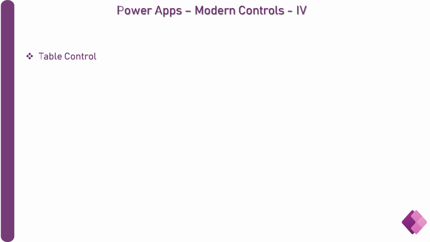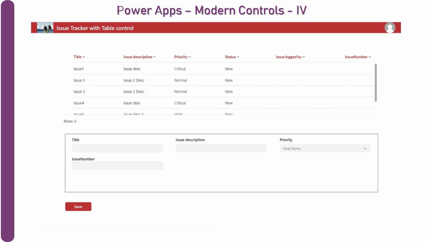So in this session, we will cover table control and form control. By using these controls, we will be creating one issue tracker where at top and side we will have a table control and we will do the CRUD operations by using the form. Let's get into the Power App solution.